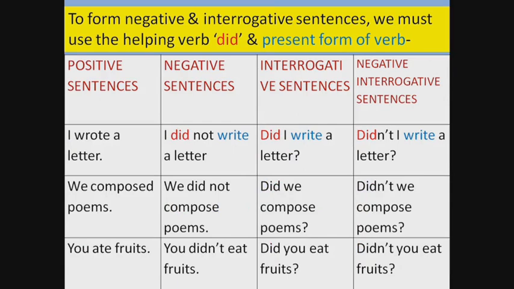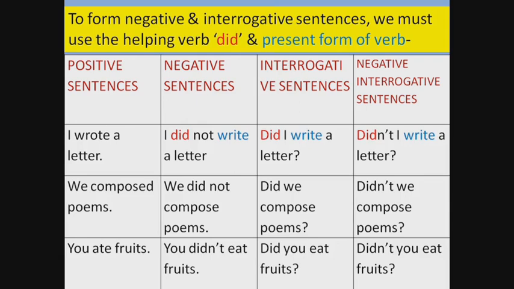This is a positive sentence. When we change it into negative sentence, we have to use the helping verb did and present form of verb. For example, I did not write a letter. In interrogative form, it will be did I write a letter? We have to use the helping verb did before the subject. In negative interrogative form, it will be didn't I write a letter?